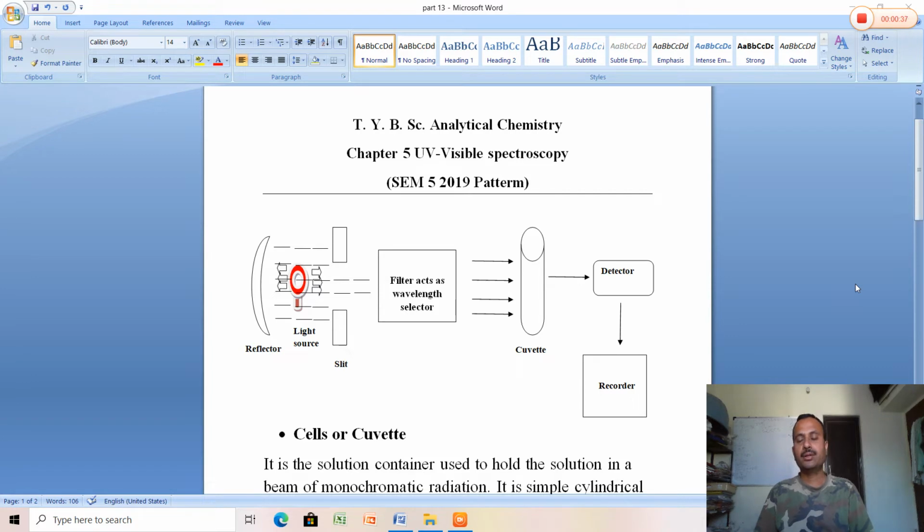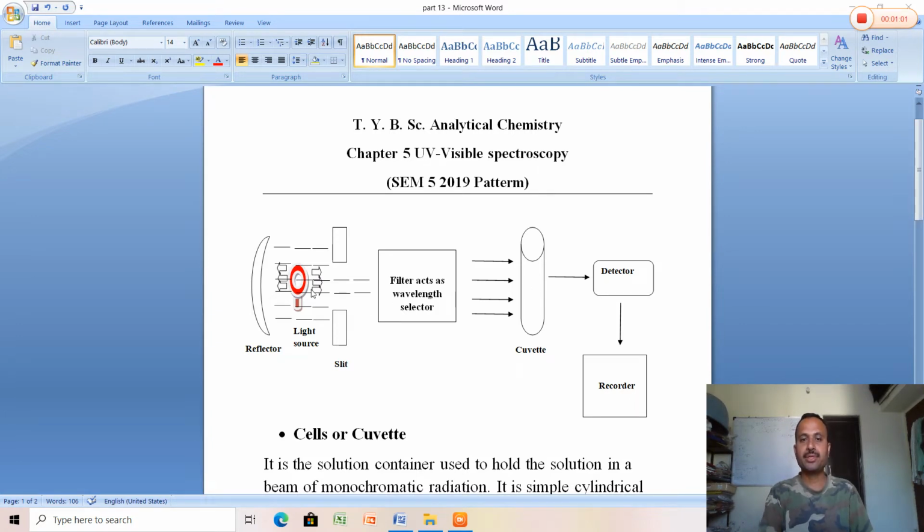Now, in the last few lectures, we have learned about the instrumentation regarding the spectrophotometers. In today's lecture, we will focus on the cuvette. This is a part of the instrumentation, and it is a very important part. This cuvette is also called a cell. Cell is nothing but the cuvette.